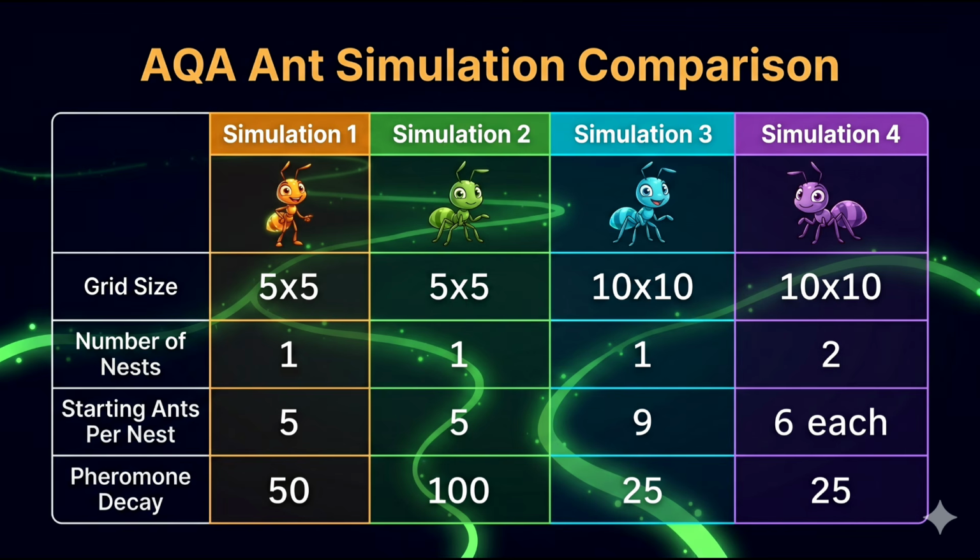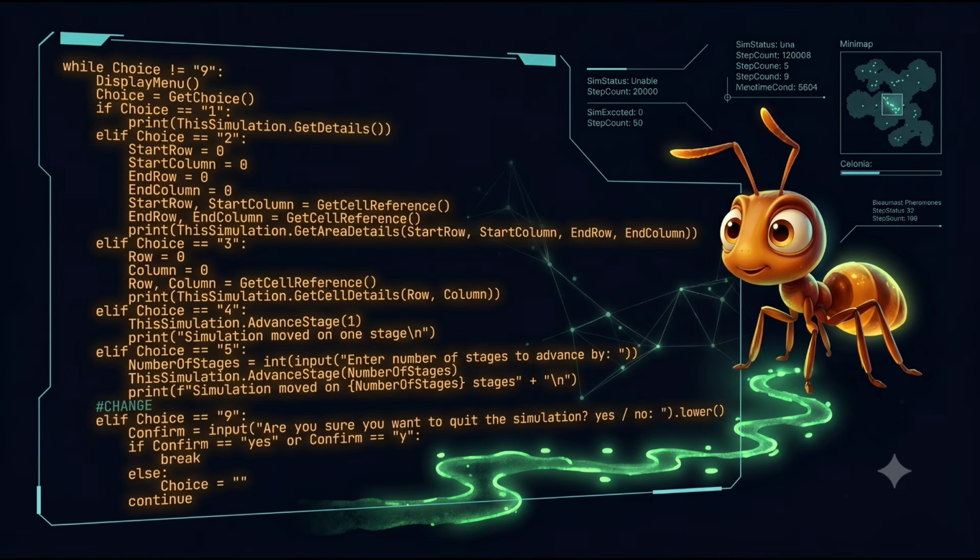Once you've chosen your simulation, the program creates a simulation object using those parameters and then drops you into the main menu loop. Line 17 to 47 of the main function. You'd realize this loop runs forever. While choice is not equal to 9, every iteration calls display menu, which just prints 6 options. Then get choice, which just reads your input as a string. Then a chain of if-elif statements handles whichever option you picked.